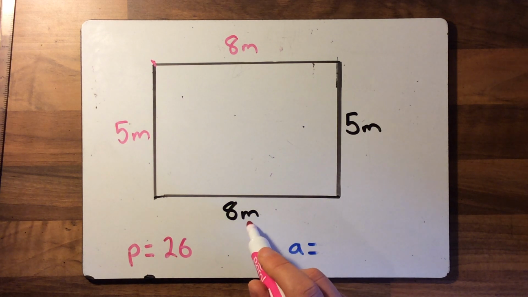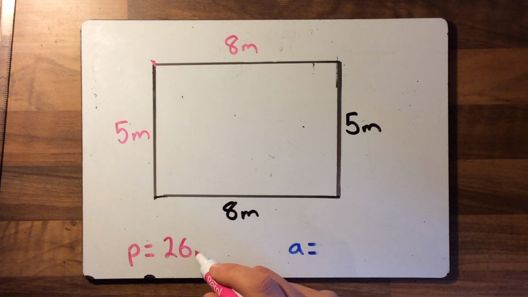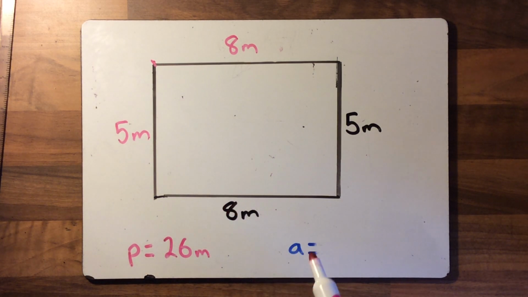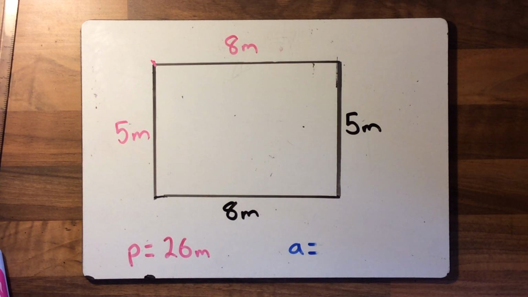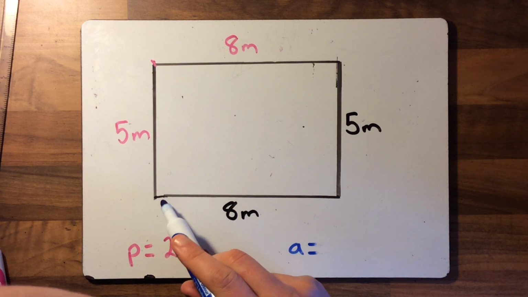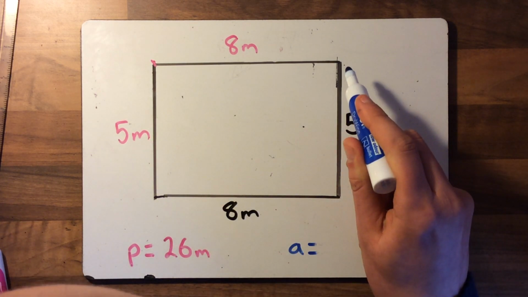26 what? We need to make sure that we write down the unit of measurement, which is metres. So the perimeter of this shape is 26 metres. Now looking at the area this time, remember how to calculate the area. It's the width times by the height.